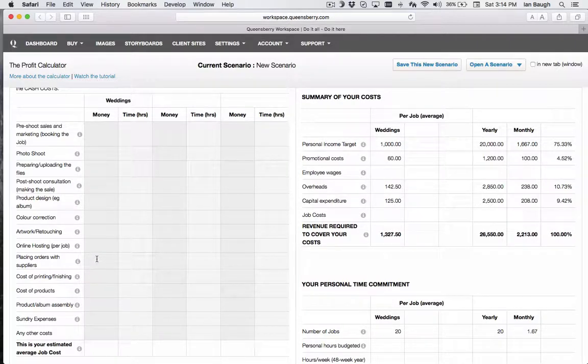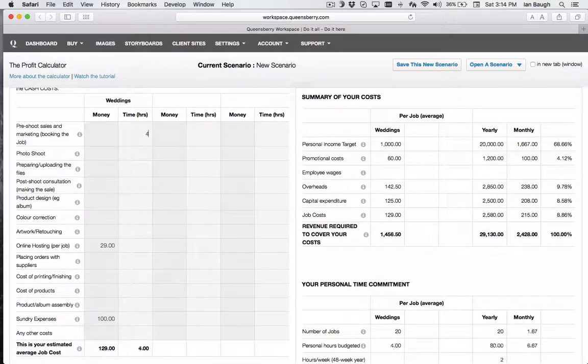But I do need to pay for hosting since that's the way I'm going to deliver it. I'm a shoot and share photographer. And just in case, I'll allow $100 there for sundries. But there are 2 columns here, one for money and the other one for time. And clearly I'm going to have to invest some time.